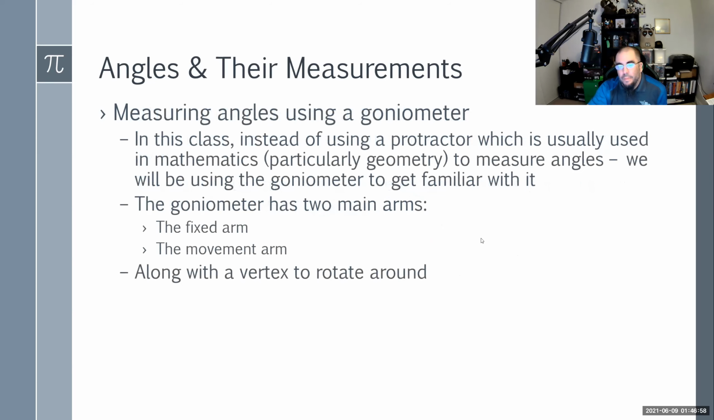That's it. So when we're using stuff like this in math or in this class or in school, instead of using a protractor, which is what we use in regular mathematics, we're going to use a goniometer. Right? The goniometer has the fixed arm, which I talked about, and a movement arm, and a vertex to rotate around.